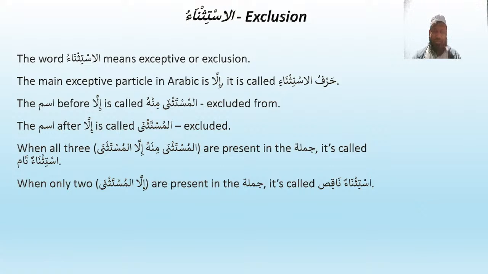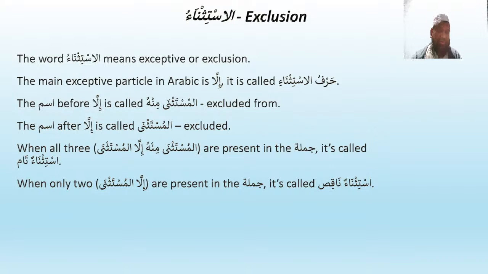When all three are present in the jumla, what are all three? Al-mustathna minhu, illa, al-mustathna. If all three are present, it is called istithna'un tamun, a complete exclusion. When only two, harful istithna and al-mustathna, are present, it is called istithna'un naqisun, partial or incomplete exclusion. You don't need to know the meaning of it, just understand istisna tam, istisna naqis. Both will be mustathna.